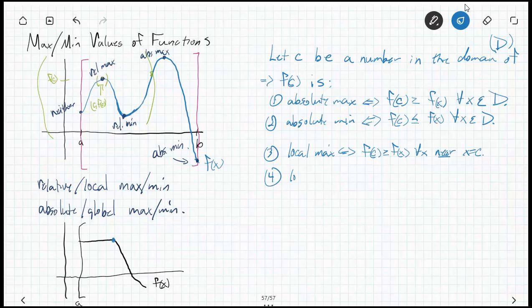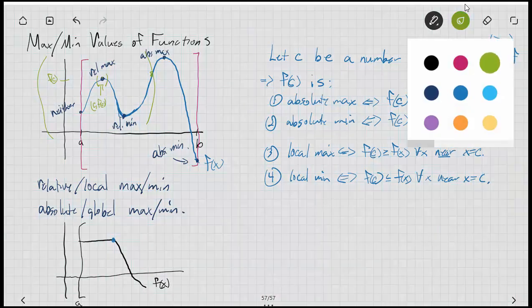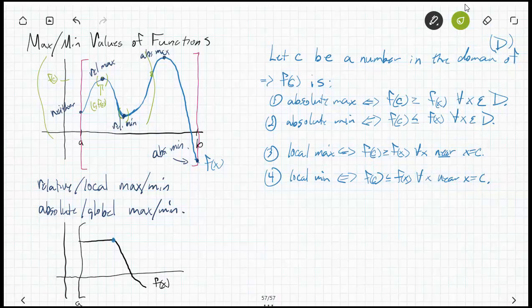4, it's a local min if and only if f of c is less than or equal to f of x for every x near x equals c. Okay? In other words, now down here, likewise, right? If I open up an open interval around it, every value on that open interval is going to be greater than or equal to this relative min. But if I get big enough, then I get over into these values. Okay? That's the definition.